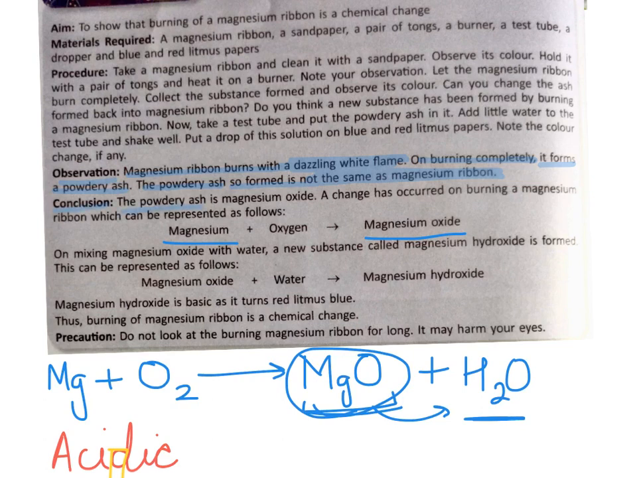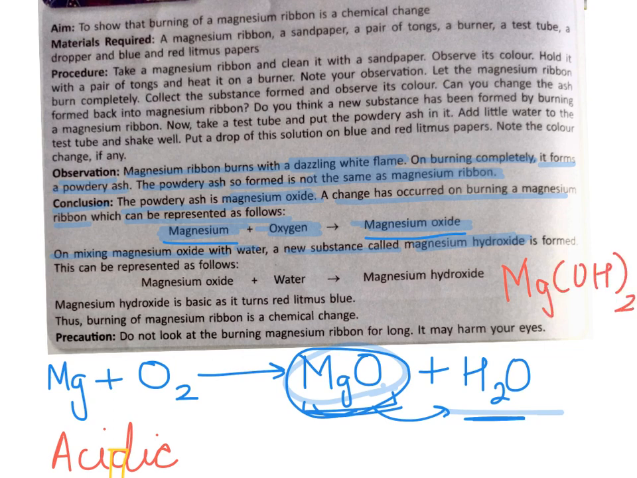Conclusion: the powdery ash is magnesium oxide. The change that occurs on burning a magnesium ribbon can be represented as: when you take magnesium and react it with oxygen gas, that is burning, you will get magnesium oxide. On mixing magnesium oxide with water, a new substance, magnesium hydroxide, is formed. The formula for magnesium hydroxide is Mg(OH)2.